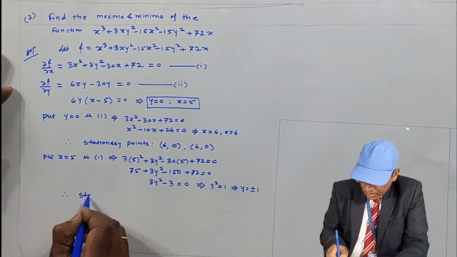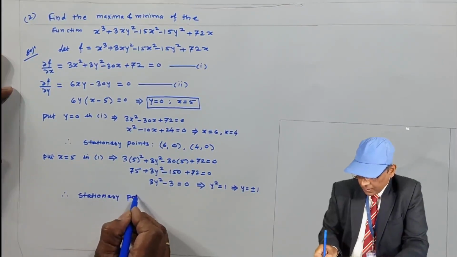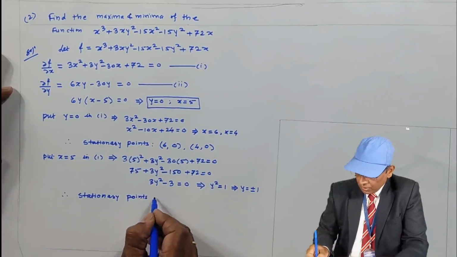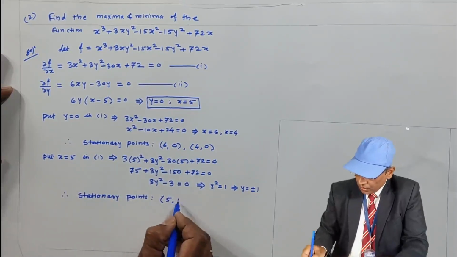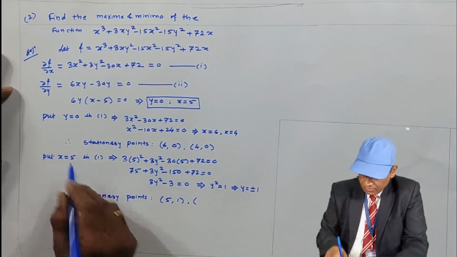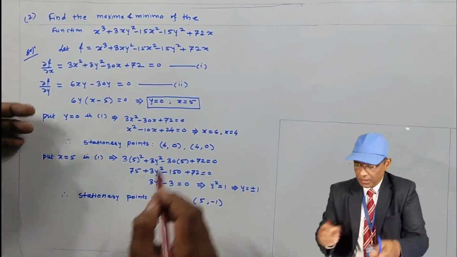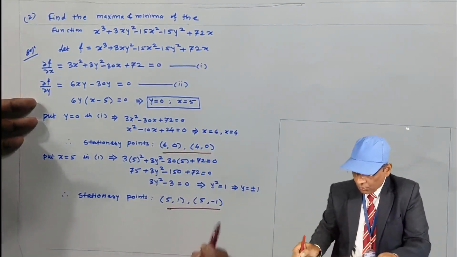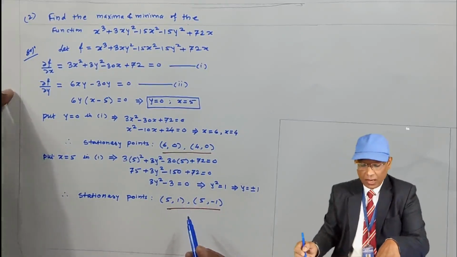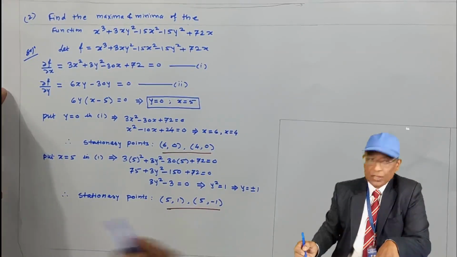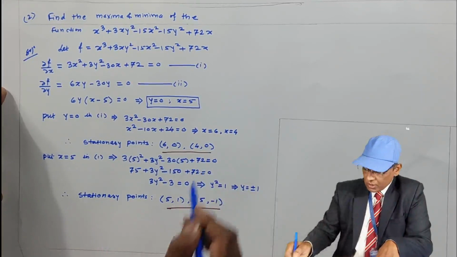Therefore, stationary points will be x equal to 5, y equal to 1 and x equal to 5, y equals minus 1. Means these two stationary points we have obtained. See, these two means total 4 stationary points we have obtained. Now, at those 4 points, we have to check how the function behaves, whether it is maximum or minimum, neither maximum nor minimum, all cases. The first part is over, stationary points we have calculated.